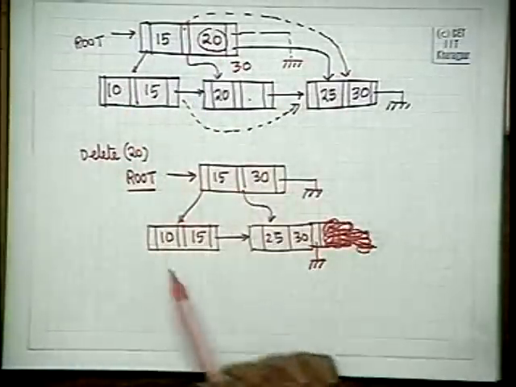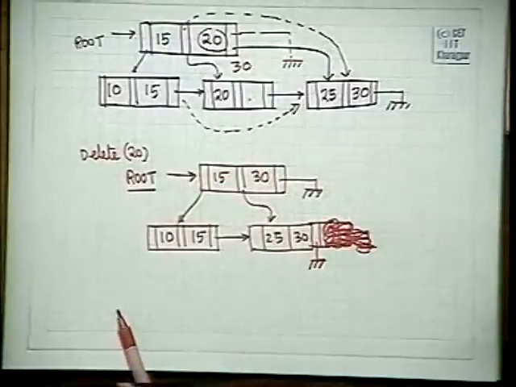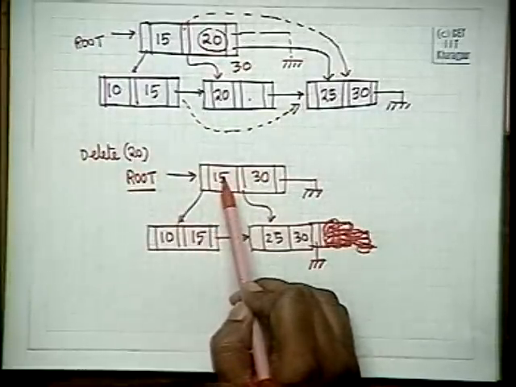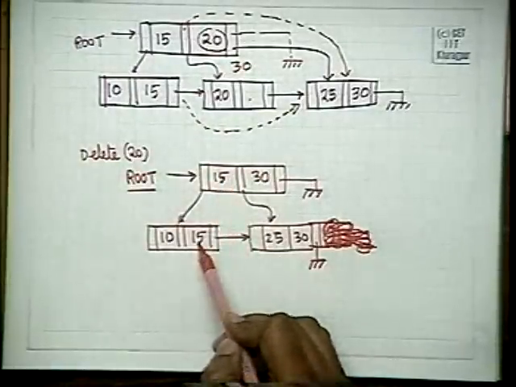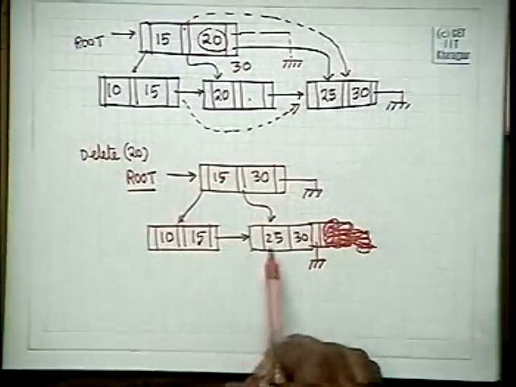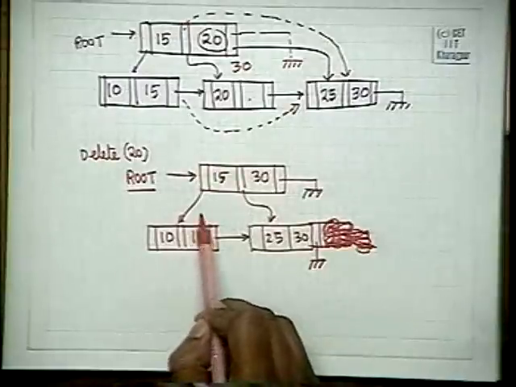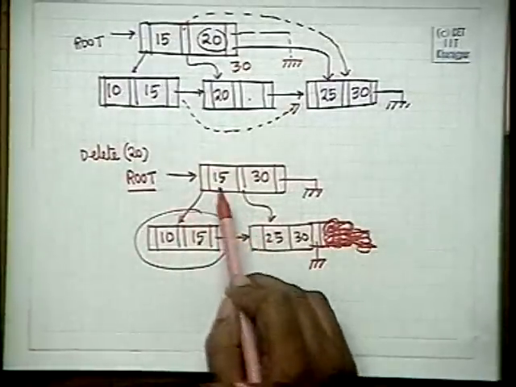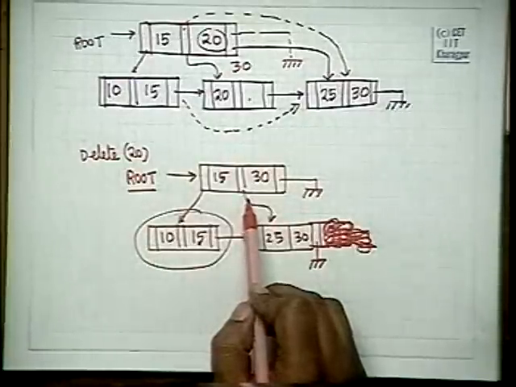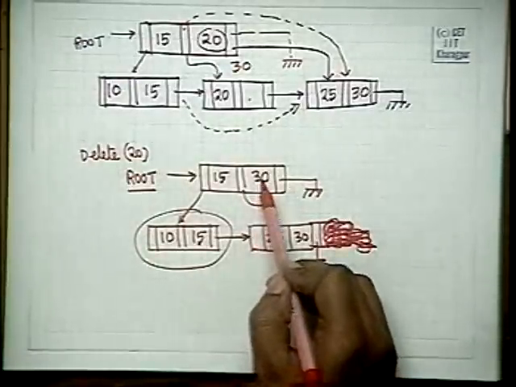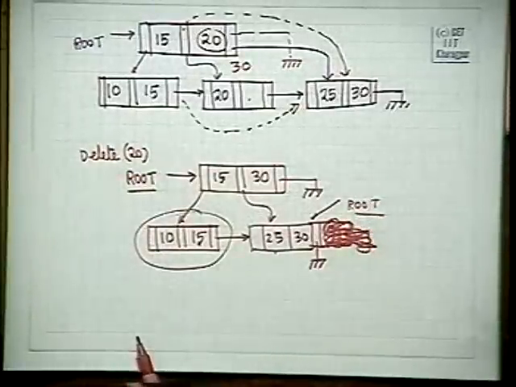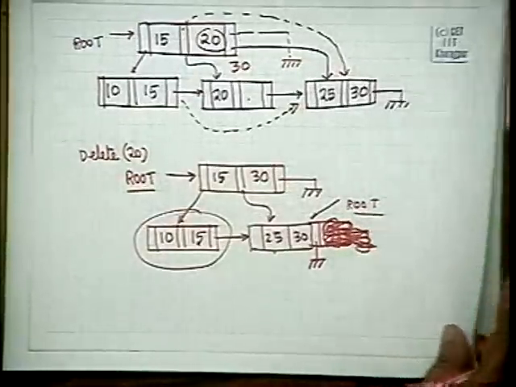This was the structure, now this will be the structure when you delete 20. Now suppose here you delete 15, it's fine, this will become 10. So if you delete 15 here, this will become 10. If you delete 10 and 15 both, then this one has only one pointer. Now this is not allowed. There is only one leaf node, so you need not have any root, this will become the root. Let us see this in slightly more detail.